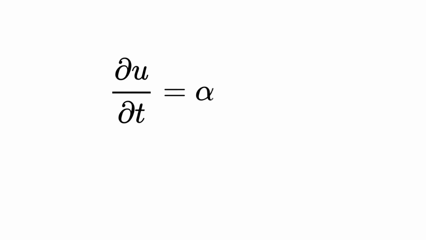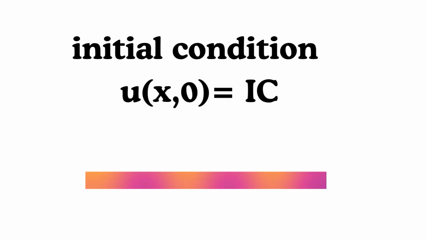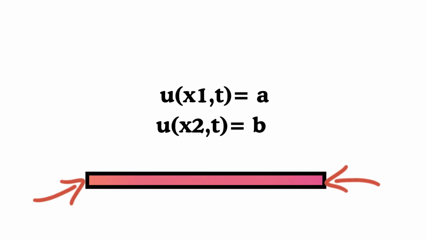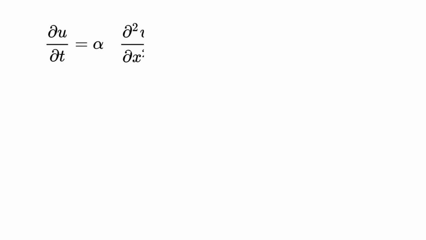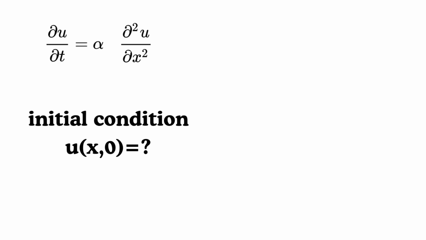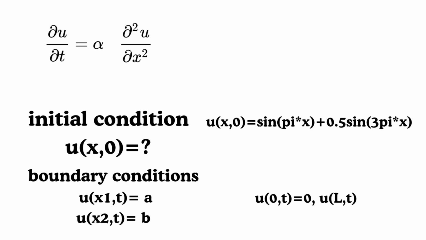But knowing the equation is not enough, because we need to solve it. And to solve it, we must know what the system looks like when it started. This is called the initial condition. We also need to know what happens at specific points, for example at the ends of the rod at every time. This is described as the boundary conditions. So our problem consists of three ingredients: the governing equation, the initial condition, let's suppose here it's a combination of sine waves, and the boundary condition, let's suppose here it is 0 at the ends of the rod.